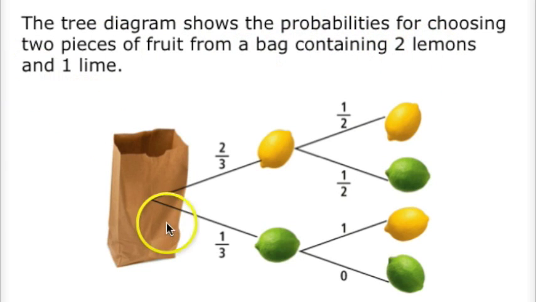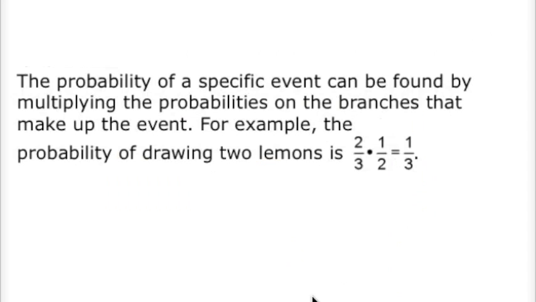So the first draw, you either get a lemon or a lime. Then from there, on the second draw, again, you either get a lemon or a lime if you had drawn a lemon first, or if you drew a lime first, on the second chance you can draw either a lemon or a lime. And we've put the probability of getting those things next to each one.